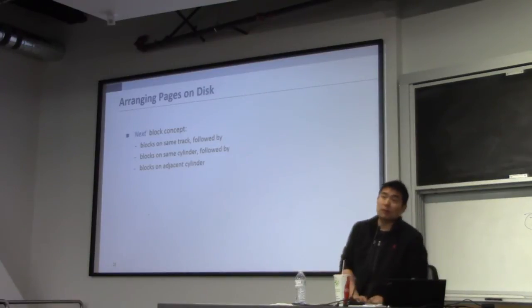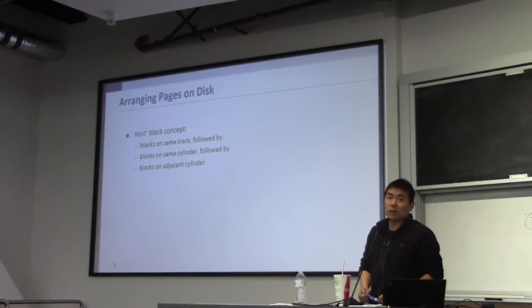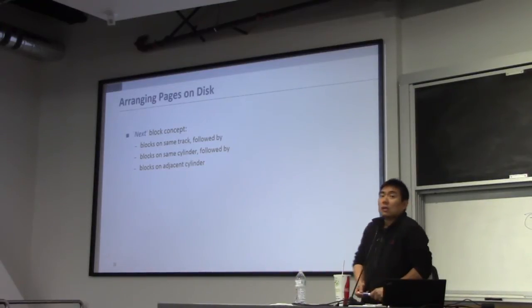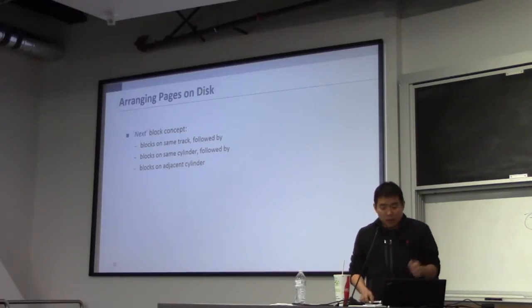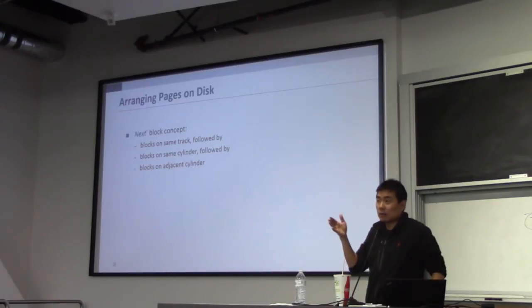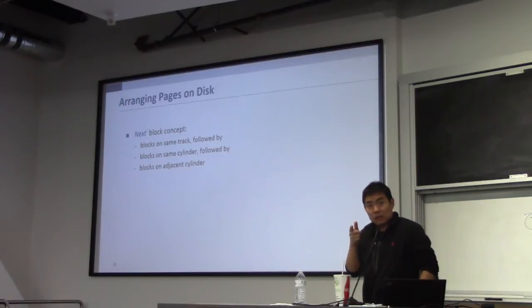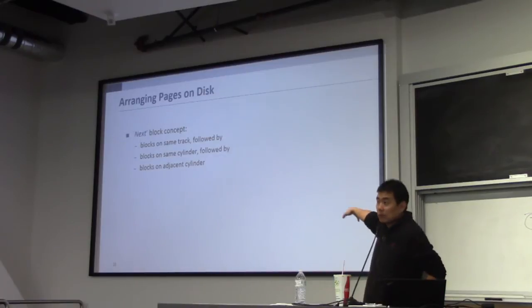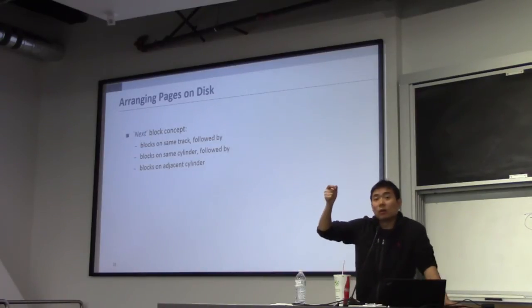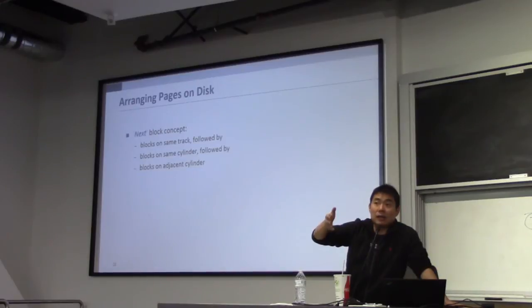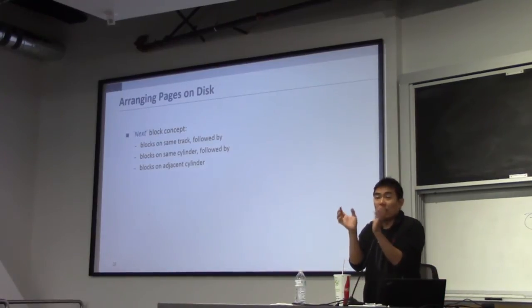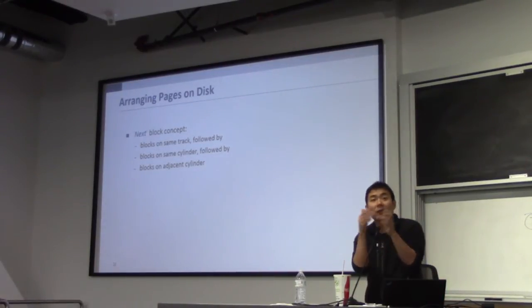So the concept is the following. When I say next block, what do I mean? Given the properties we have just discussed, when you are organizing data on disk, you want to make sure the data you're reading from disk are consecutive to each other. Why is that important? Because that makes sure when you are moving from one block to the next block, you are not paying another seek time and rotation delay.